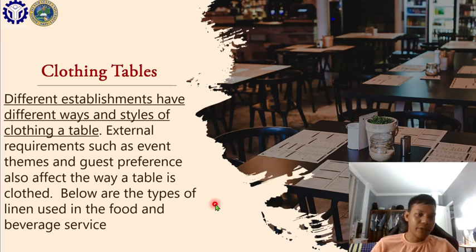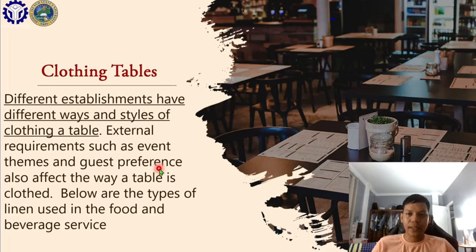There are external requirements, such as event themes and guest preference, that also affect the way a table is clothed. For example, if we have a wedding and you want a motif of green and pink, we need to change the color of our cloth, and also follow their preferred design, if they want it in a forest theme. So we need to make some modifications to the design of the venue or the environment.